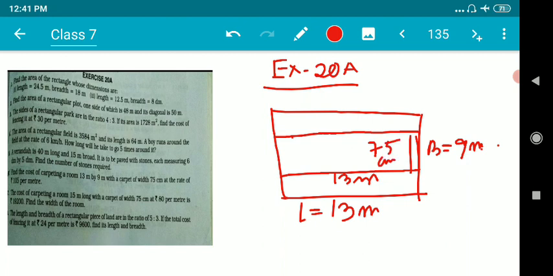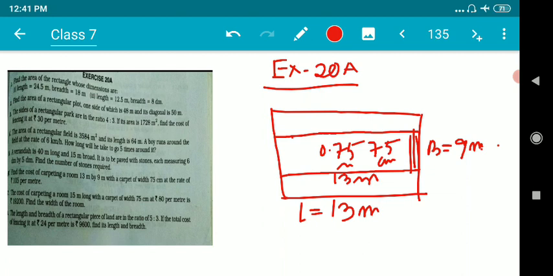Children, we know that with meter and centimeter together, the calculations for area don't work. We need to convert all the dimensions into the same unit. So here the breadth of the carpet is 75 centimeter. I'll have to make it in meter. So it will come 0.75 meter. For centimeter to meter conversion, we have to divide by 100.